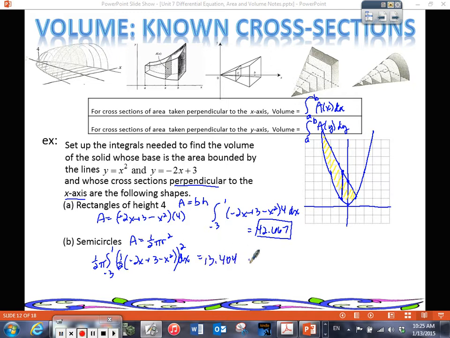13.404. Now, if you really don't like that there aren't units there, you could say units cubed if you wanted to. It's certainly not required. So let's think about that for a second. Does that make sense? Well, does it make sense that that's the same base? Does it make sense that using rectangles would give us more volume than using semicircles? That makes sense, right? Because the semicircle has less area. So that does make sense.